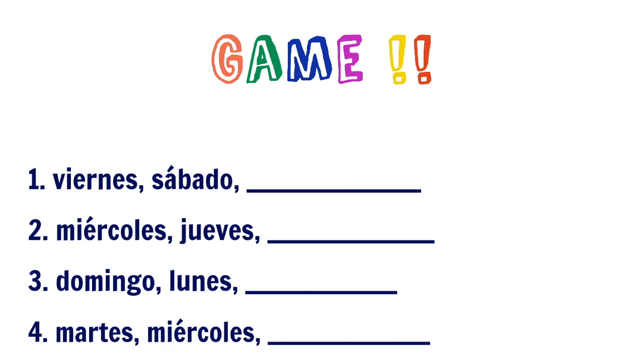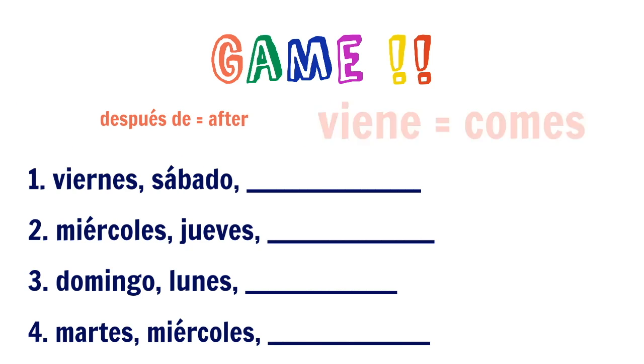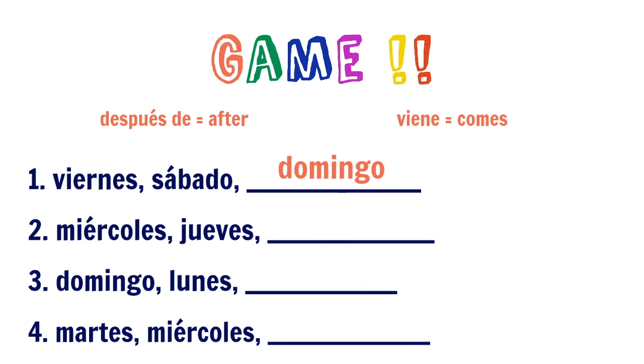Let's check your answers. Después de means after, and viene means comes. Your answer will just be the day, but since I'm giving you a full sentence, you'll hear the masculine article, el, as well. That means después de will become después del, contracting de and el. 1. Después del sábado viene el domingo. After Saturday comes Sunday.